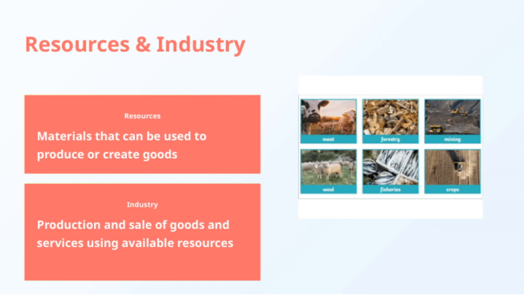Speaking of materials, these are the raw ingredients or components that can be used in production. They can range from natural resources like wood and minerals to manufactured inputs like fabrics or electronic parts. Resources are the foundation of this entire process. They include everything from natural resources, human labor, capital, and technology. Without these resources, industries wouldn't be able to operate or produce anything.